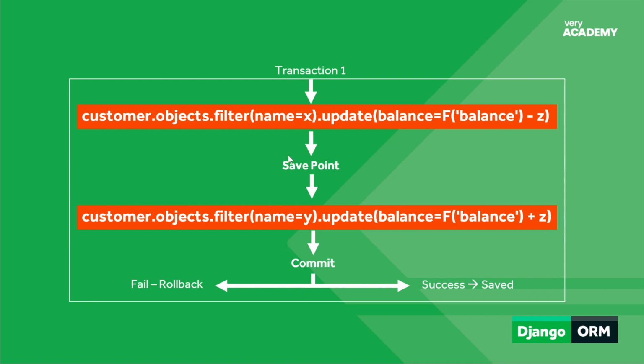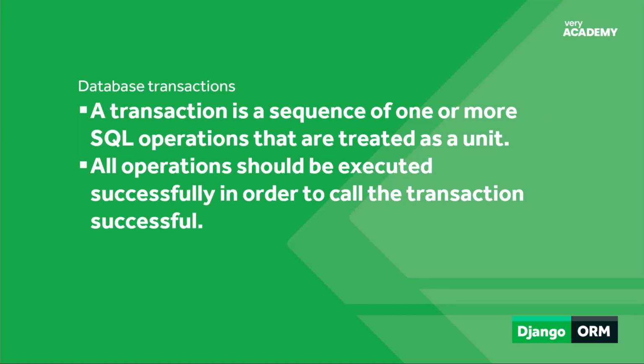None of these queries would get committed to the database. So we can say that a transaction is a sequence of one or more SQL operations that are treated as a unit. All operations should be executed successfully in order to call the transaction successful. And we've seen that there are mechanisms in place so that if a query or operation does fail, we can roll back utilizing savepoints, for example.